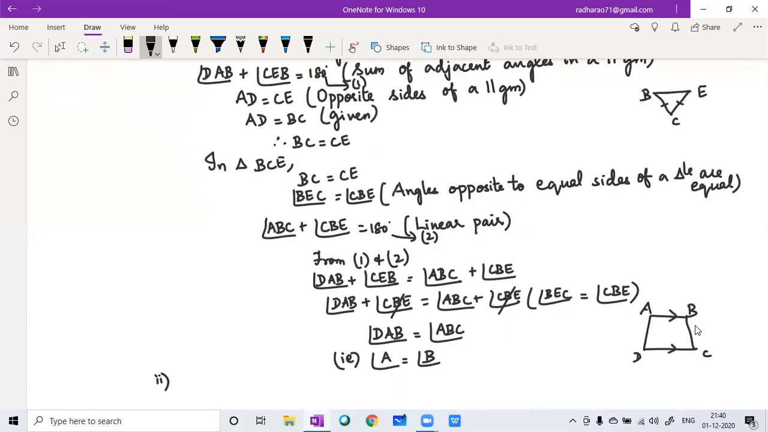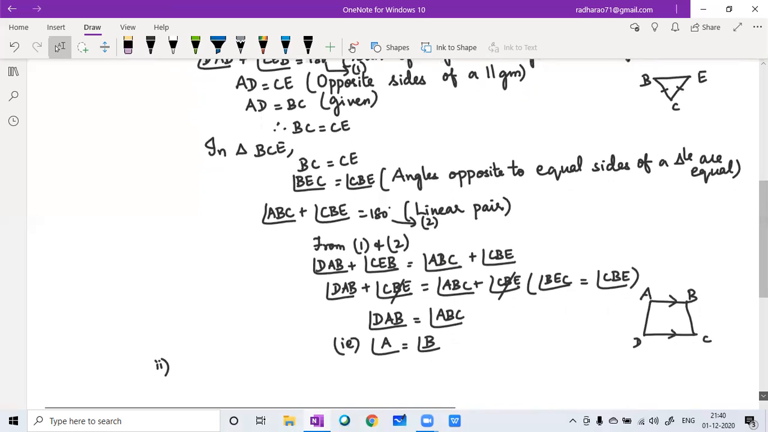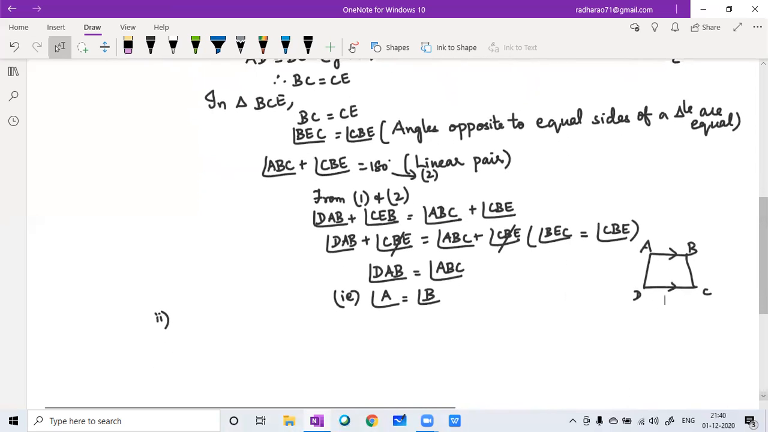So AB and DC are parallel and AD acts as a transversal. Angle BAD plus angle ADC is equal to 180. Similarly, when AB and DC are parallel and BC acts as a transversal, angle ABC plus angle BCD will be 180. Again, sum of the co-interior angles on the same side of the transversal is 180. Okay, so let us do that.